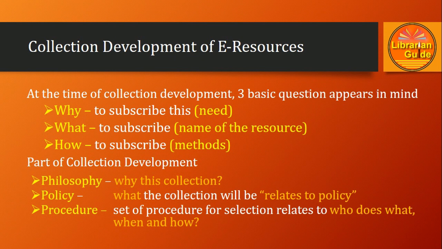When we talk about why this collection, it relates to the philosophy. When we talk about what the collection will be, it relates to policy, meaning the policy of the library. And when we talk about how, we are talking about the set of procedures for selection of resources, meaning who does what, and when and how. So the basic three things we have to meet, then only can we conclude why we are going to subscribe to the particular resource, what we are going to subscribe and how we are going to subscribe.